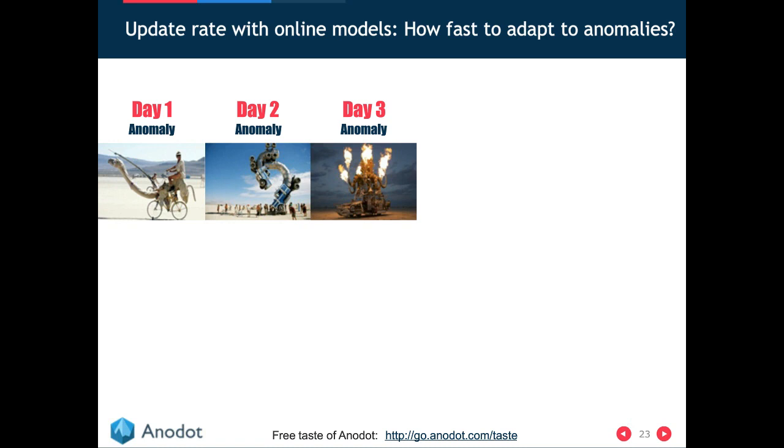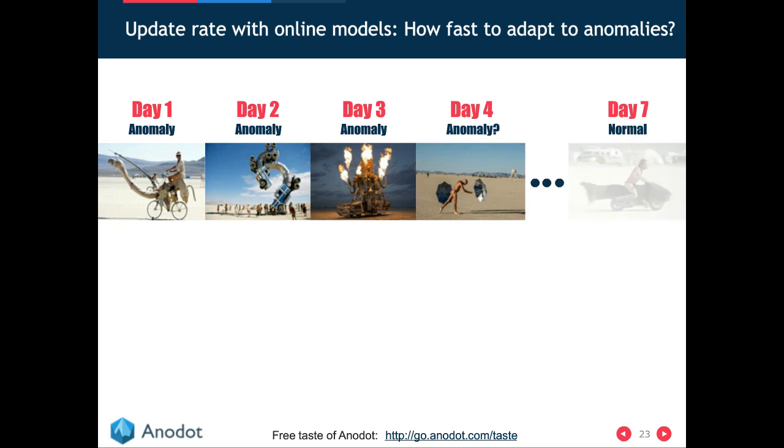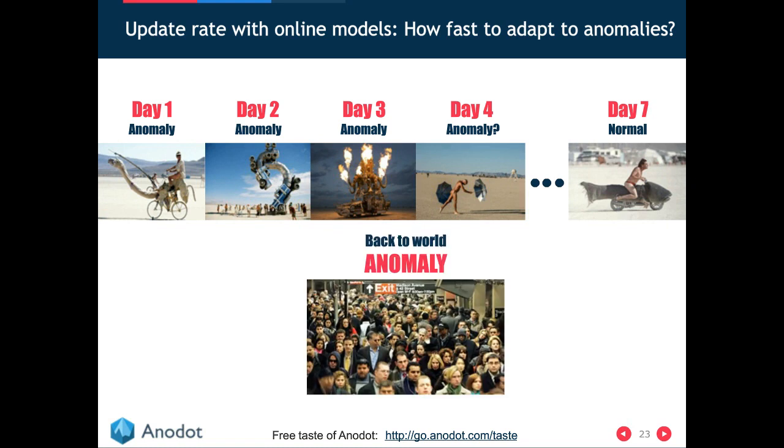But then after the fourth day, when you see people like this, it starts looking normal. Is it really an anomaly or not? And after 7 days, when you see somebody riding a bicycle like this, you think it's normal. Then on the 8th day, when you go back to your real world and your real job, everything else looks like an anomaly. So what's the point of this story? How fast do I adapt to anomalies?